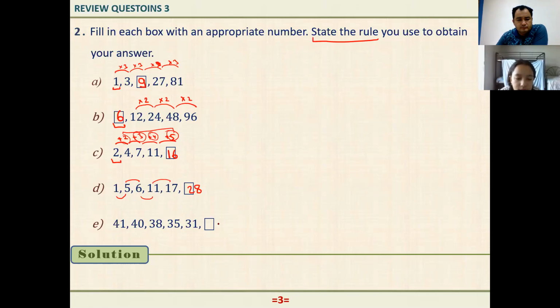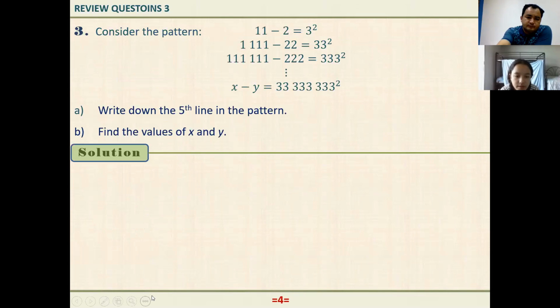Oh, I get it. Here it is -1, here it is -2, here it is -3, and -4. Okay, each time we are just subtracting consecutive natural numbers, right? These are consecutive natural numbers. So here 5, then here it should be -5, so that is 26. Okay.